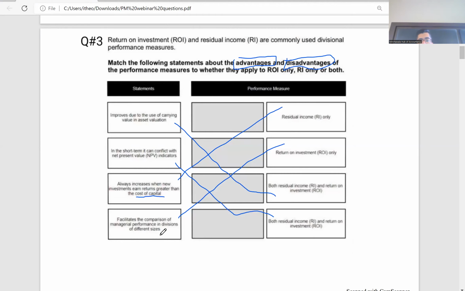Now, people might be wondering that in the examination, this question would have been difficult. It's not. It's just because you don't memorize the advantages and disadvantages of ROI. It improves due to use of net book value: it applies to both ROI and RI. It can conflict with NPV, it's written in the book: both ROI and RI. Increases when investments earn return higher than cost of capital: it applies to RI only, because ROI doesn't have cost of capital. And the fourth one is ROI. Okay, you can match these, please.